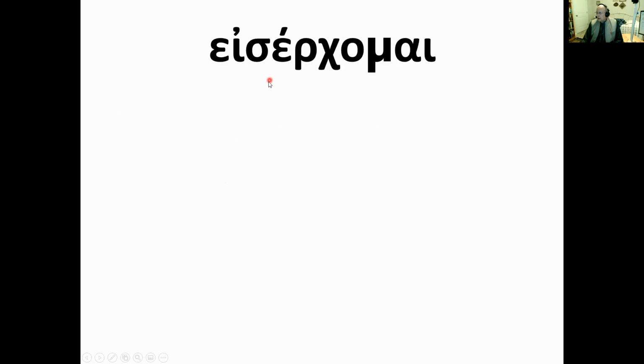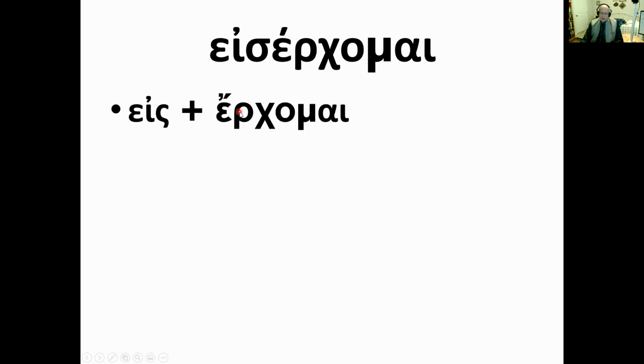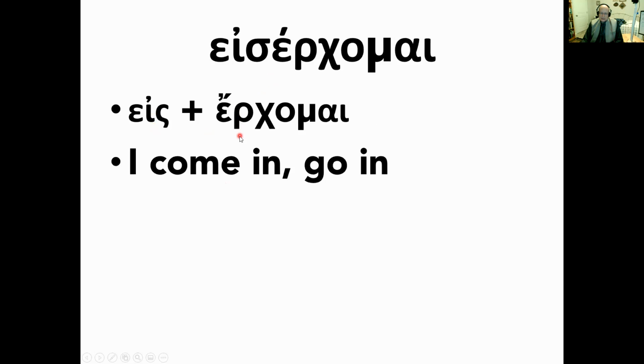Eiserchomai. Eis, the preposition, plus erchomai. Notice that we still have the initial epsilon. Eiserchomai, I come in, I go in. Makes sense. Eis means into, go into, come into. Greek doesn't distinguish between go and come, not like in English.